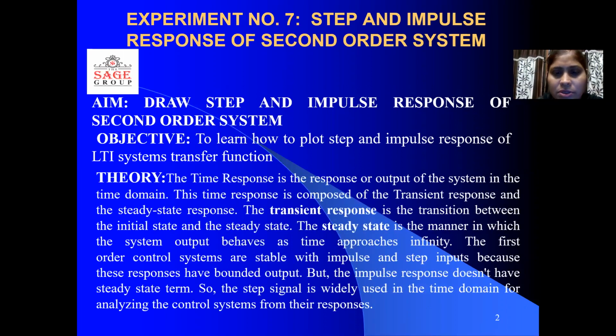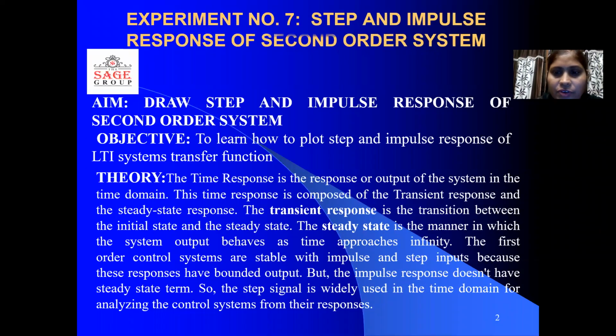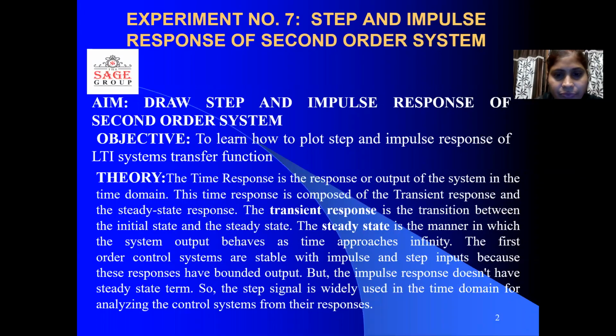The time response is the response or output of the system in the time domain. This time response is composed of transient response and steady state response. The transient response is the transition between initial state and steady state. The steady state is the manner in which the system output behaves as time approaches infinity. The first order systems and second order systems are stable with impulse and step inputs.